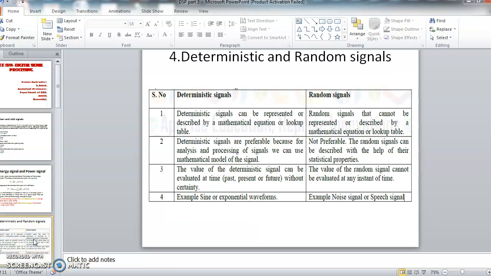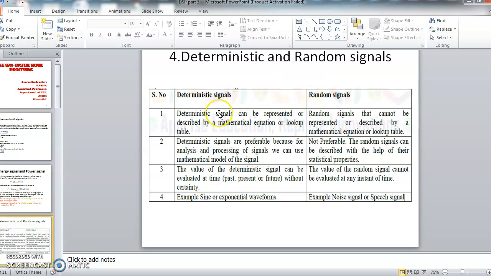Then deterministic and non-deterministic signals, or non-deterministic in the sense of random signals. So what does deterministic mean? From the name itself we can define this: determined. That is, it can be determined. Some signals can be determined, while others cannot be determined. Those are said to be random signals.